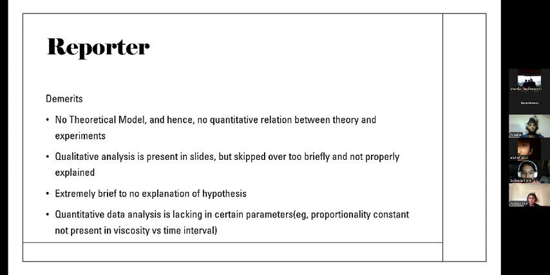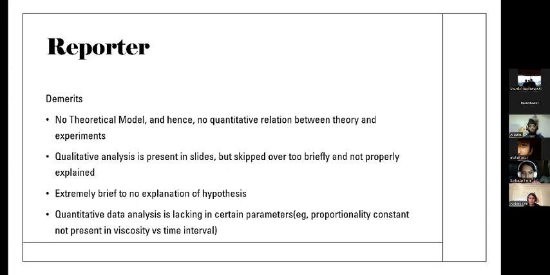In any sort of research, I believe that there should be first a very good understanding of what the hypothesis is and why that hypothesis has been created before you move on to showing your quantitative data, which is not done in the reporter's case. Finally, the quantitative data analysis is lacking in certain parameters.